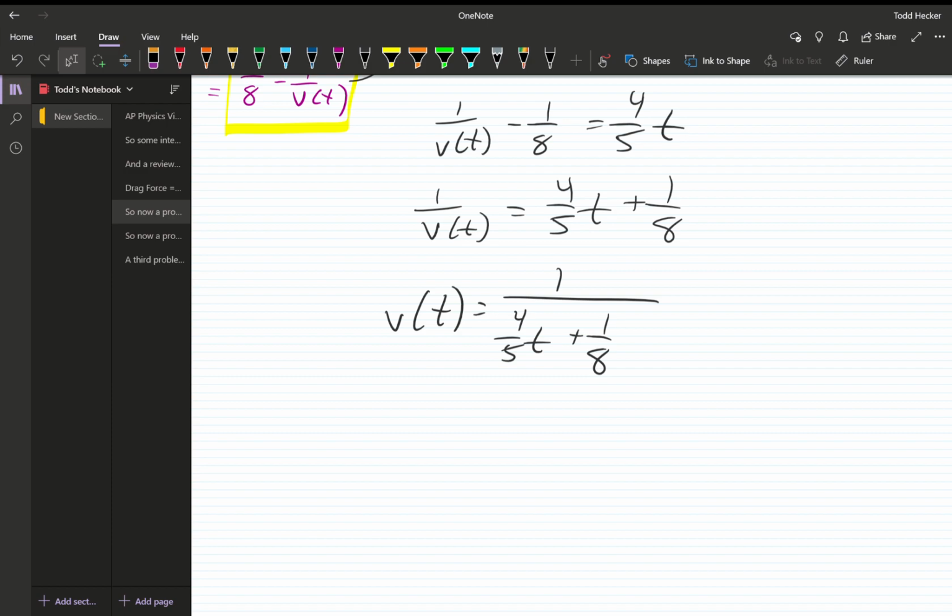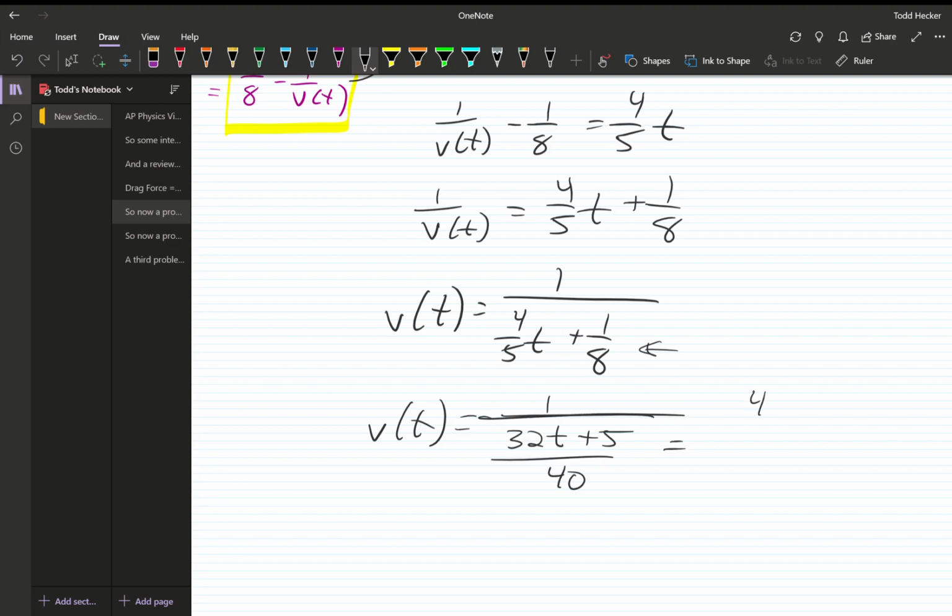However, because I'm weird, I'm going to simplify this because I don't like that I have a fraction in a fraction. On the bottom, I'm going to find my least common denominator and add those two fractions. The least common denominator is going to be 40. So you get 1 over (32t plus 5) all over 40, which then is 40 over 32t plus 5. So there's my expression: velocity at time t is 40 over 32t plus 5.